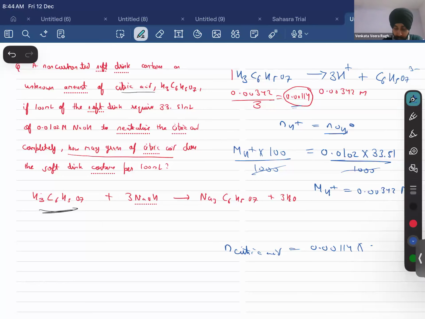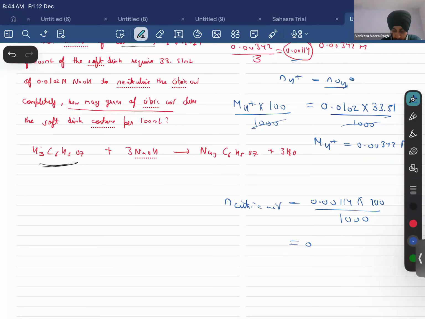0.00114 into the volume, 100 ml, so you have to divide it by 1000 as well. In this way, we will be able to find it out. So moles will be 0.000114. These will be the moles of citric acid. I hope this is clear to you, right?